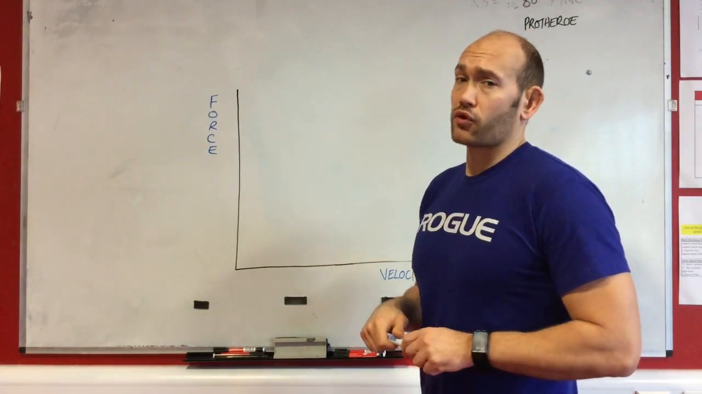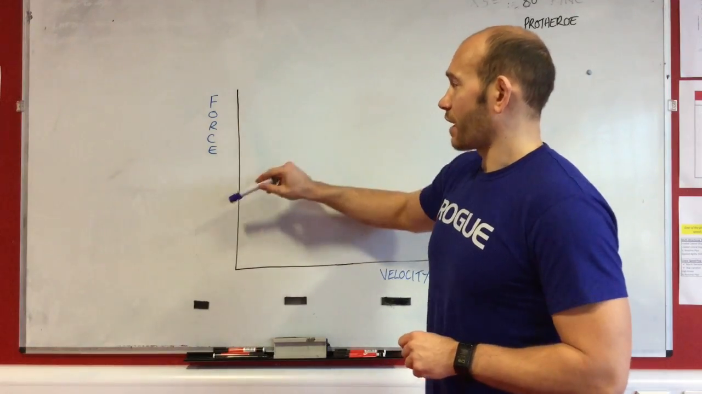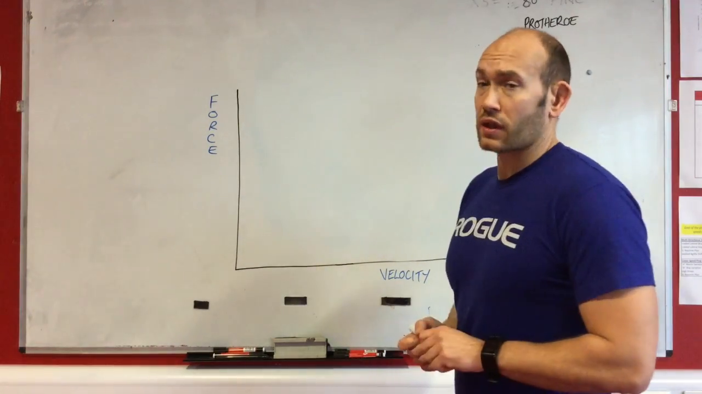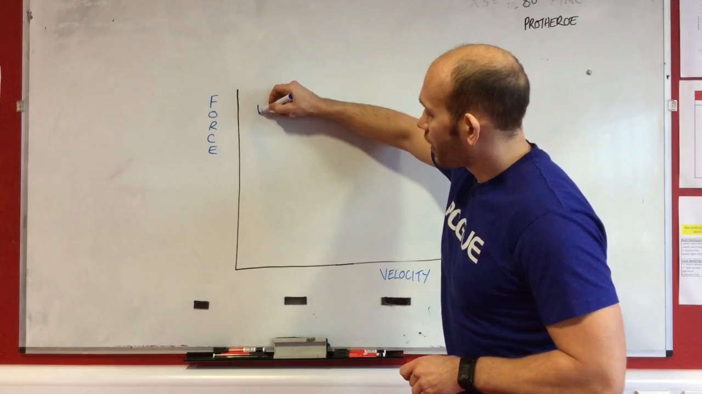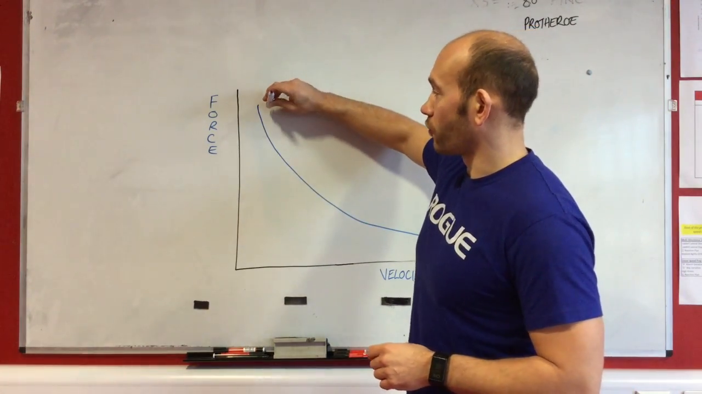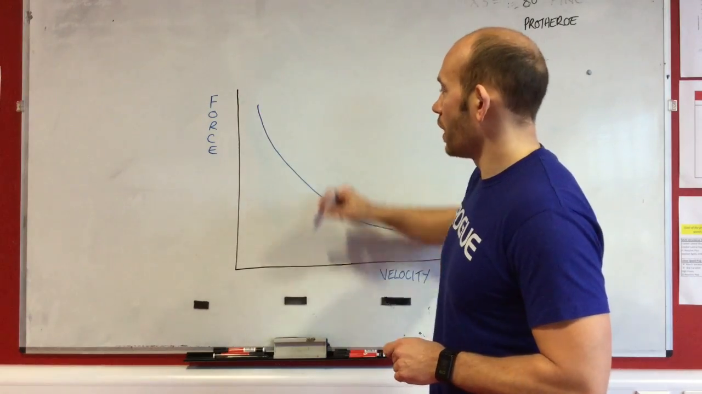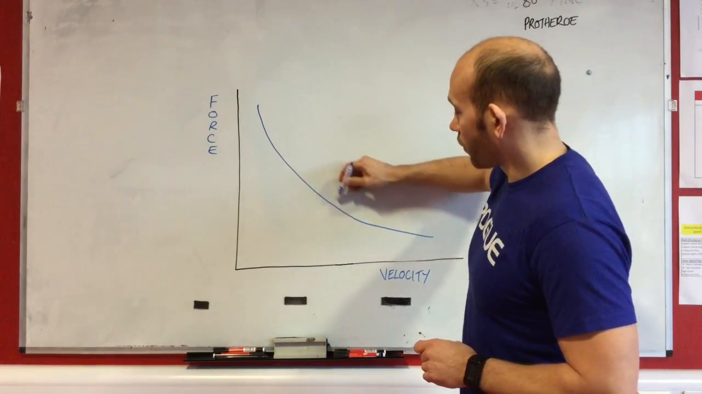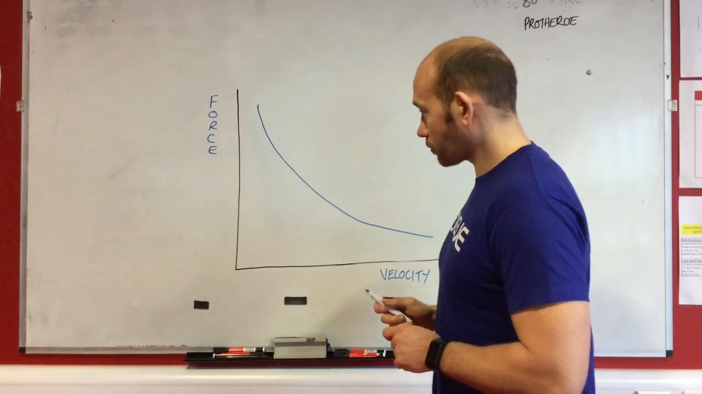First you need to understand what the force velocity curve is. On this axis you've got force, on this you've got velocity, and basically the curve shows an inverse relationship between force and velocity. So at this part of the curve you've got high force, low velocity, and as you move down, force decreases but velocity increases.